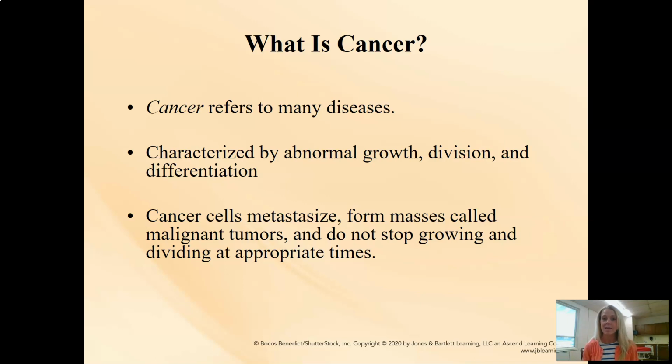There are multiple different types of cancer. What all cancers have in common is that they are abnormal growth, division, and differentiation of cells. Cancer cells metastasize or spread to other parts of the body. They form masses called malignant tumors, and they don't stop growing and dividing at appropriate times. And that's the big problem with cancer. When they invade body tissues or organs, they can affect the function of those organs. Normal cells are programmed to stop growing at a certain point. Cancer cells lack that ability.